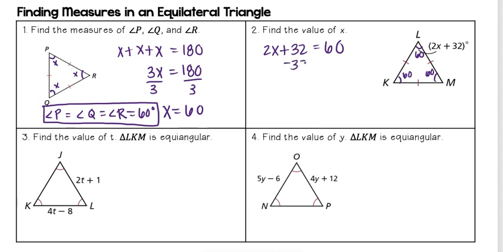Okay, now I'm going to solve this for x. I'm going to subtract 32 from both sides. And 60 minus 32, I get 28. And then I'm going to divide both sides by 2. And so I get x is equal to 14.